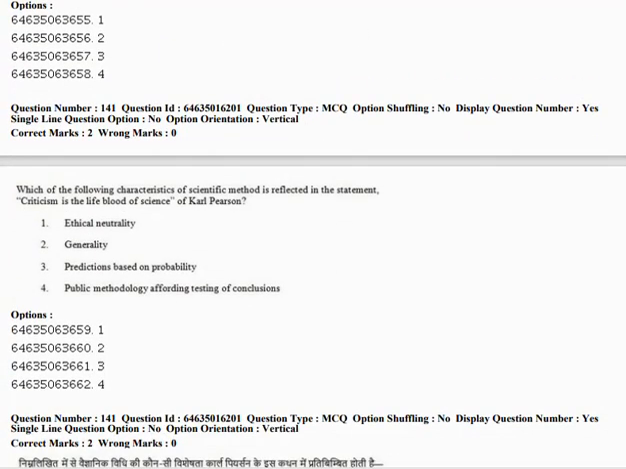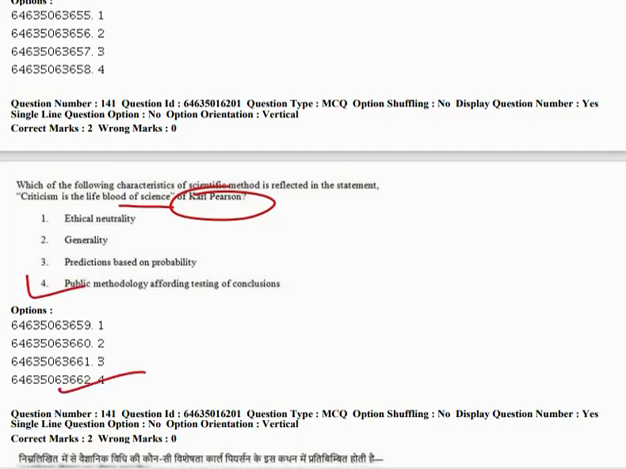141. Which of the following characteristic of the scientific method is reflected in the statement criticism is the lifeblood of the science? कार्ल पियर्सन का कहना था ये. It is public methodology affording testing of the conclusion. Option number 4 is the correct answer.